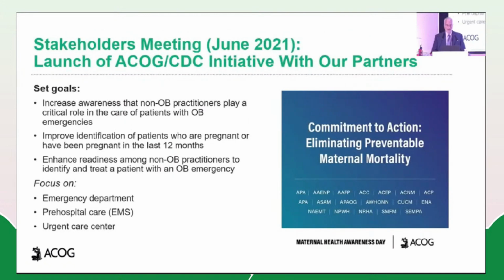So we held a meeting back in 2021 with a number of different organizations, recognizing that we need to increase the awareness of these non-obstetric clinicians about these problems so that they can recognize them and do whatever they can to initially intervene, to stabilize, or treat, depending on the situation. They need to identify that patients are either pregnant or have been pregnant within the last 12 months. You're never going to think about postpartum cardiomyopathy if you don't know the patient was pregnant within the last 12 months. And the whole goal of this is enhance readiness of these groups to be able to care for these patients. So we focused on emergency departments, pre-hospital care, and then the urgent care centers.